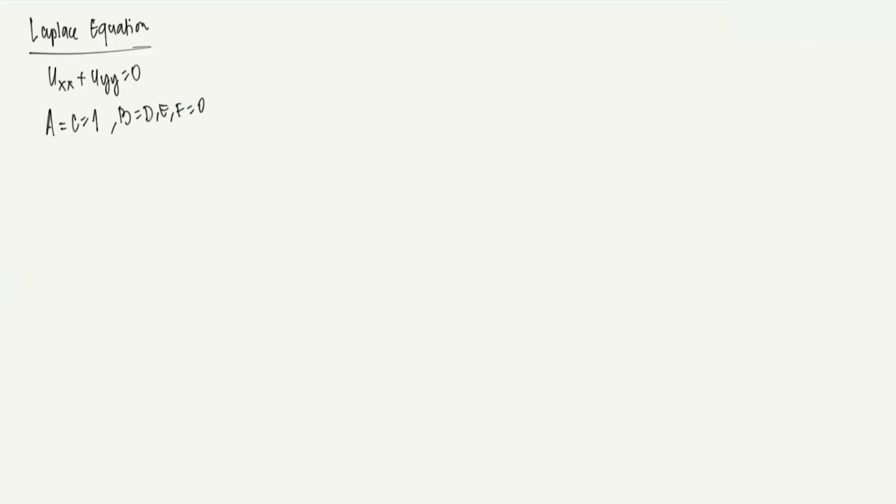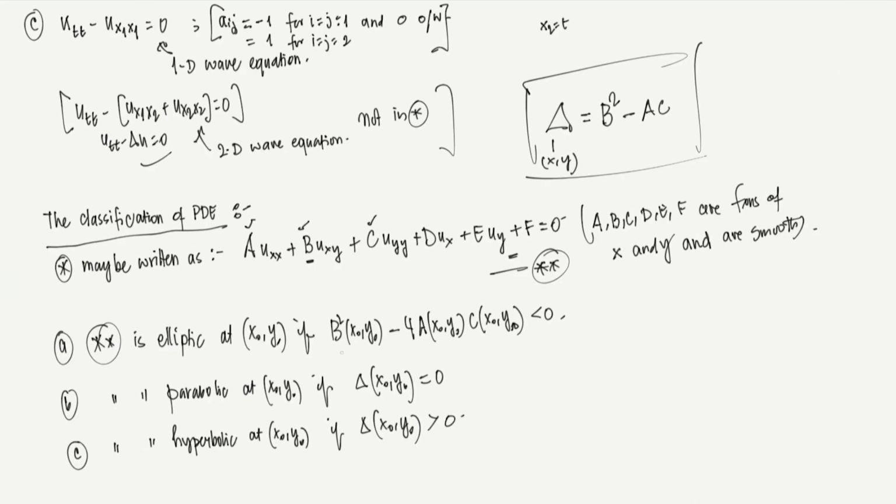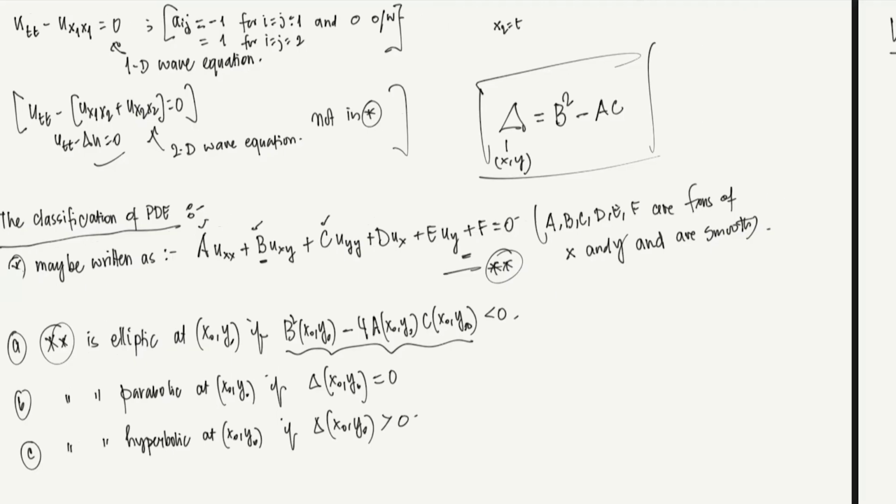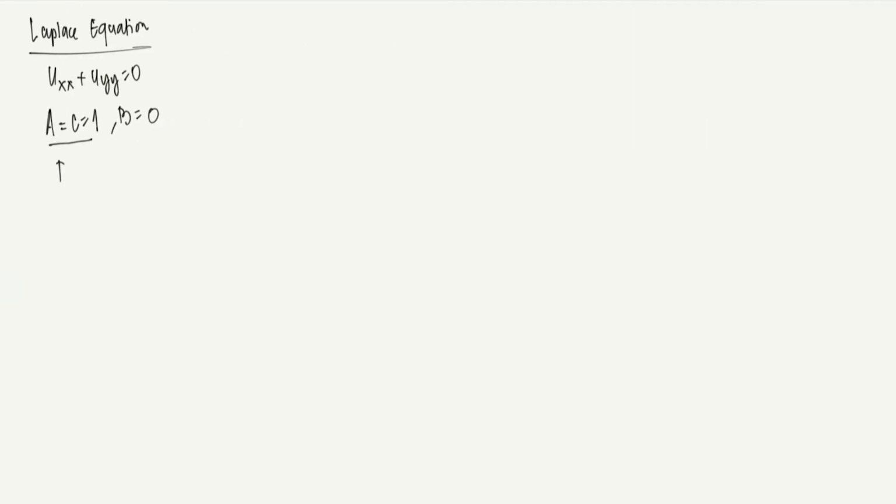By the way, we don't really care about what happens to the lower order terms D, E, F. We just care about the higher order terms. So A and C are 1 and B is 0. This expression only depends on A, B and C, so we don't care about lower order terms. So b square minus 4ac at any given point xy: these are constants, so it is independent of the point. It is 0 minus 4 times 1, which is minus 4, which is less than 0. So basically, this is an elliptic equation.